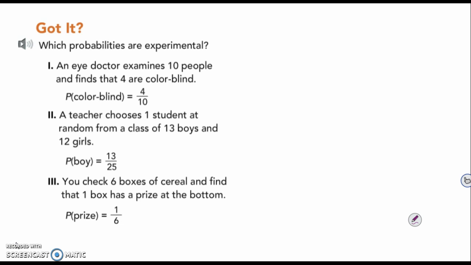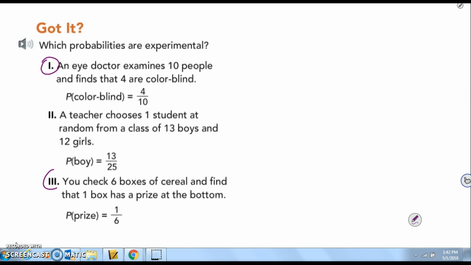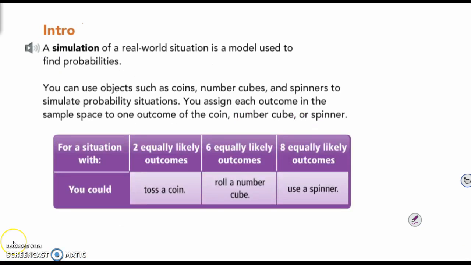If we look at this example, numbers 1 and 3 are experimental probability. Number 2 would be theoretical probability because this has equally likely outcomes of choosing boys and girls. Numbers 1 and 3 are experimental because they're based on the probability of an event after it has been experimented or conducted.